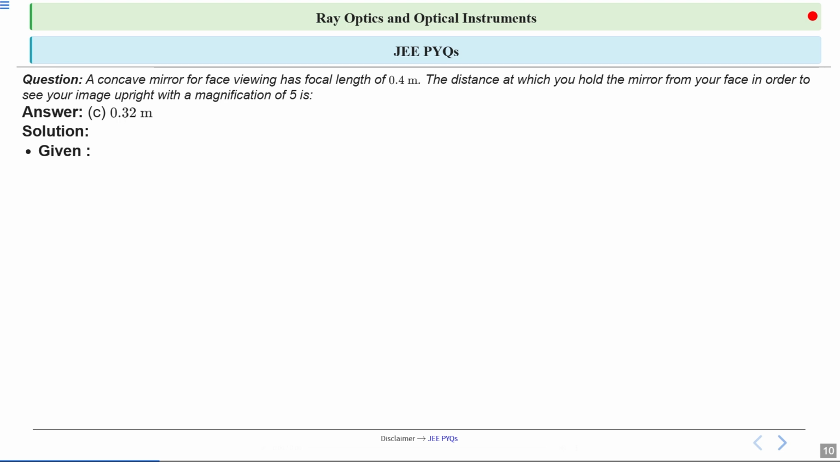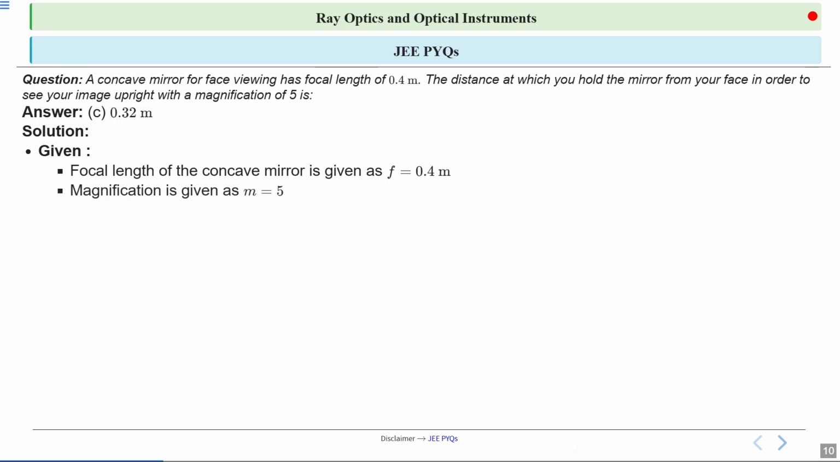So now let's look at the information given in the problem. We know the focal length of the concave mirror is 0.4 meters. We have the magnification, which is given as 5. This tells us how much larger the image appears compared to the object. So magnification is given equal to 5. And now we will calculate the object distance.